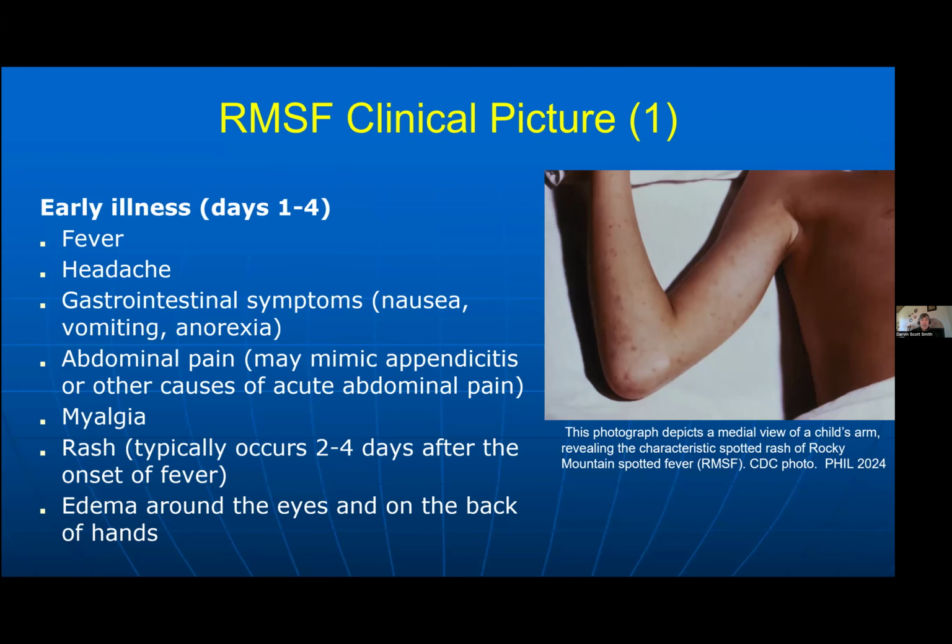So let's just take a look at the clinical presentation. The early illness in days 1 to 4, generally a fever, headache, gastrointestinal symptoms, and abdominal pain are features, in addition to things that are like flu, so myalgia, but also typically a rash, and the rash usually comes up about 2 to 4 days after the onset of the fever, and then edema around the eyes and on the back of the hands. And this photo of a child with that initial rash is what was typically described in early cases before diagnostics were available.